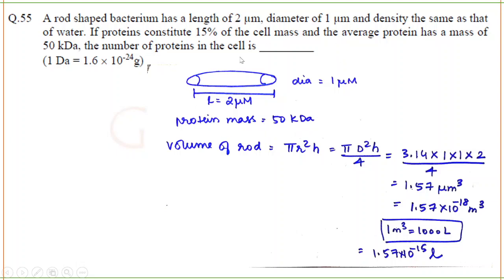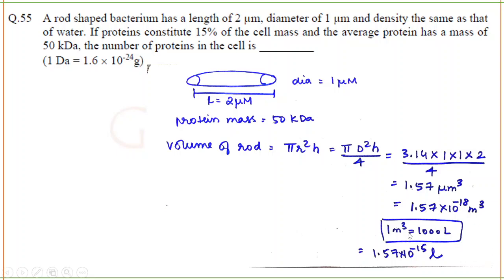This is basically what? A rod, that is a cylinder. We have to find the volume of a cylinder to find out how many constituents are present. The volume of the rod is pi r square h or pi d square h by 4. So pi value is 3.14, d is 1, h is 2, divided by 4. If you solve this, you will get 1.57 into 10 power minus 18 meter cube. Why are they putting minus 18? Because we are converting micrometer cube into meter cube. So 10 power minus 6 the whole cube, so 10 power minus 18.